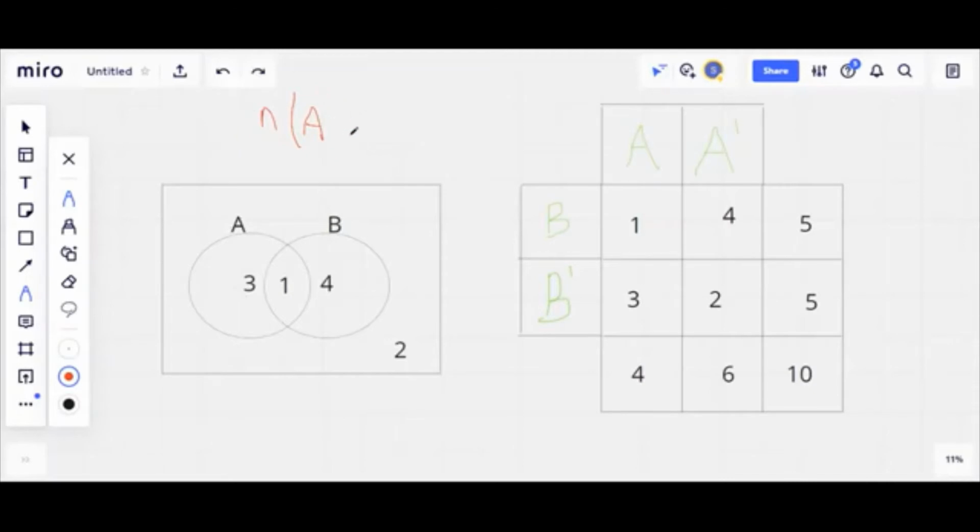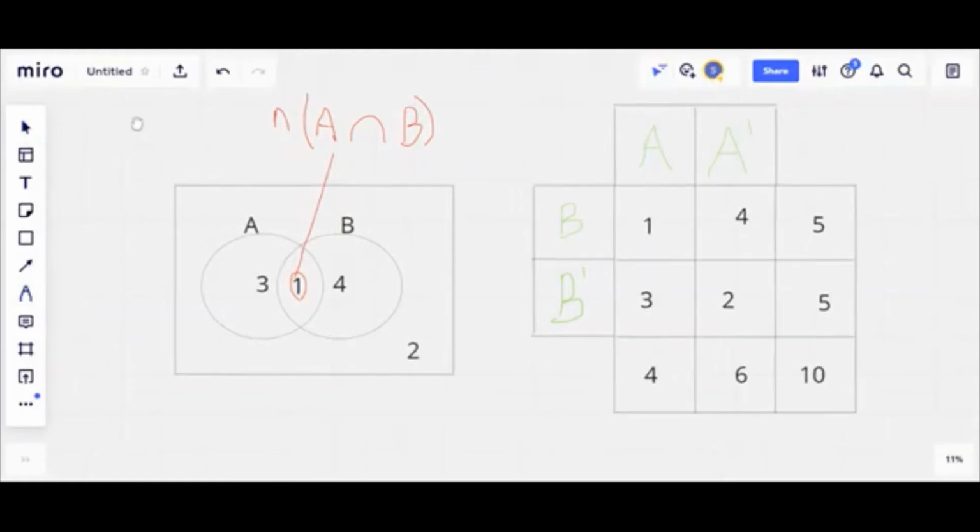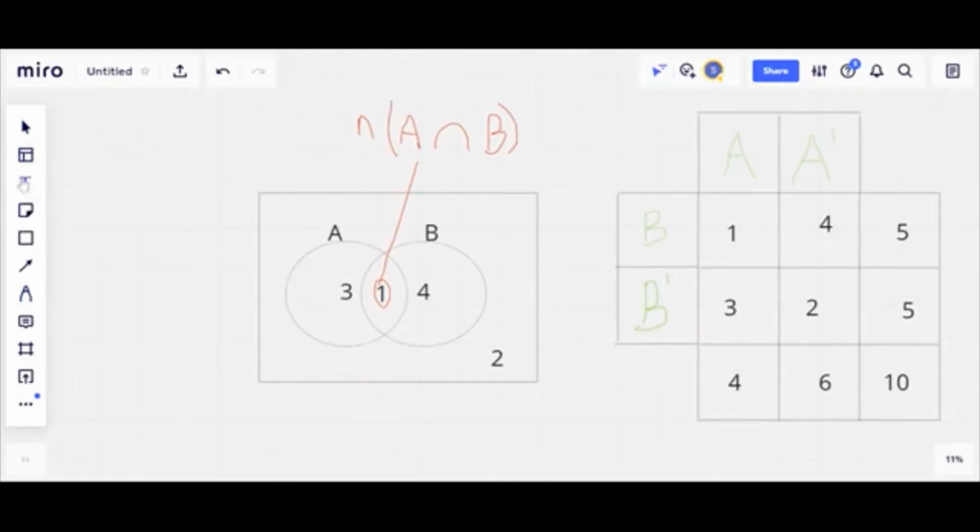If we had something like the number of sets that fall into A, and then we have this little arch here, that means the intersection. So it means and. So we have the number of sets that fall into A and B. That's the number of sets that fall into both categories. So that would be our 1 value here. So let's have a look at the other ones and the way we write those.